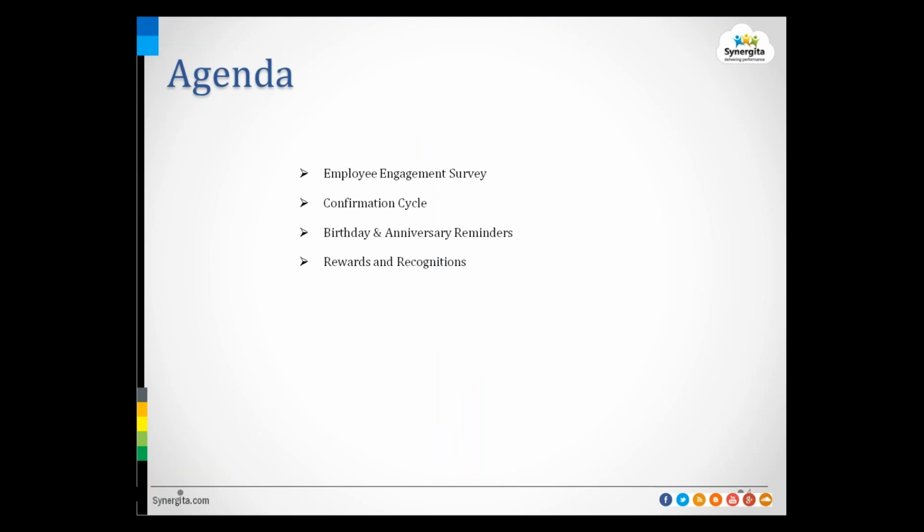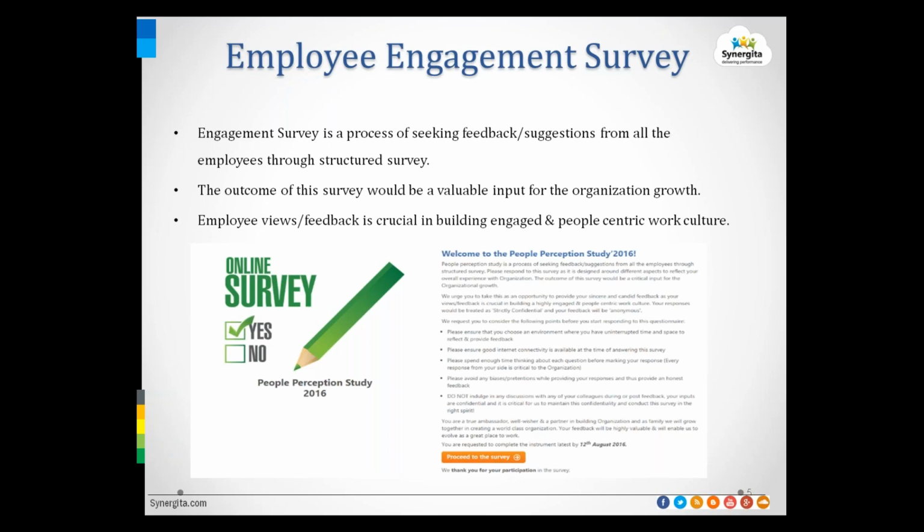To set up the agenda of the session, there are 4 topics. The first one is employee engagement survey. The second one is confirmation cycle, followed by birthday and anniversary reminders. And the last one is rewards and recognition. Let me quickly jump to the first topic, employee engagement survey.